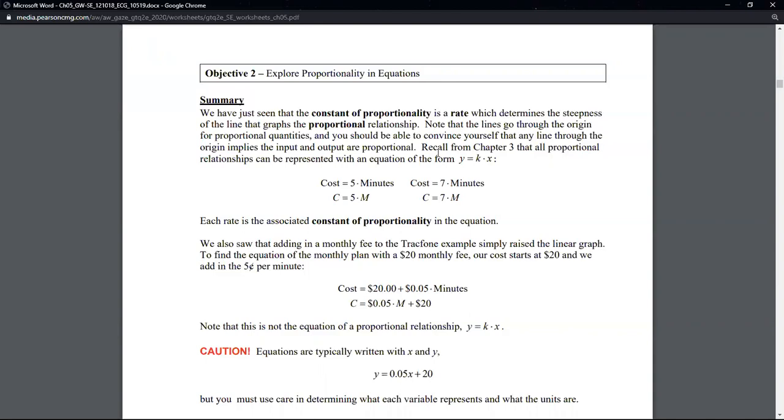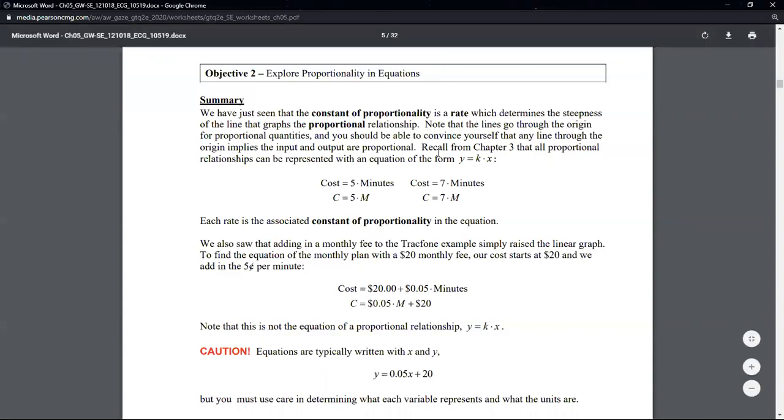And a lot of stuff up here is things I've already said. So when we were just talking about that we're paying 5 cents a minute, we're paying 7 cents a minute. So this right here was before we had the flat fee. So we could just come up with equations in cents, so these are in cents, FYI.